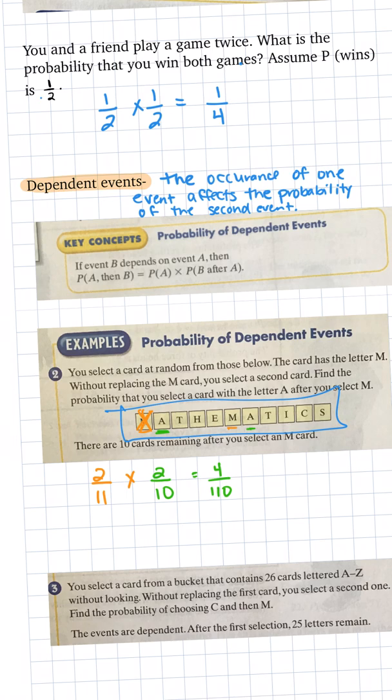But I just read the question a little bit more closely, and it says the probability of selecting the card with the letter A after you select M. So really that's a 2 in 10 chance. We can reduce that, divide the top and the bottom by 2, and that gives us 1/5. So there's a 1 in 5 chance that you will select an A after you select an M.